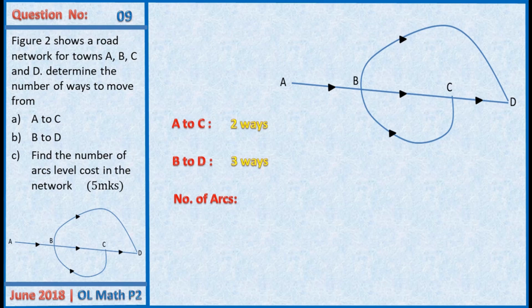Then the next thing is to look for the number of arcs in the network. For the number of arcs in the network, we have 5 arcs as follows. So we have 1, we have 2, we have 3, we have 4, and we have 5. So there are 5 arcs in this network.